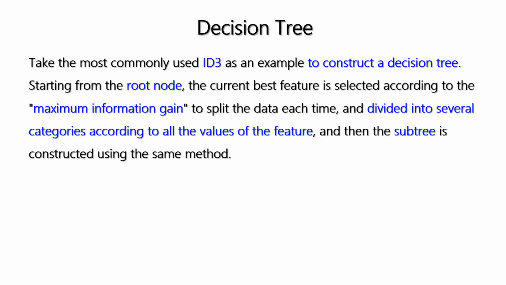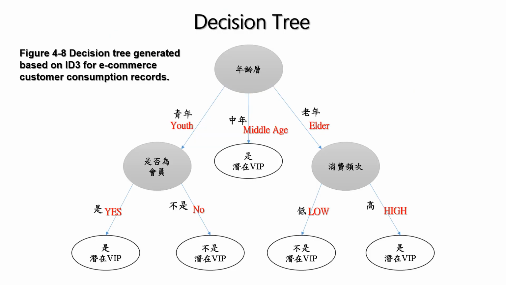Let's take the most commonly used ID3 as an example to construct the decision tree. It starts from the root node. The first part they call a root. It looks like this. I think the root is right here. Root.